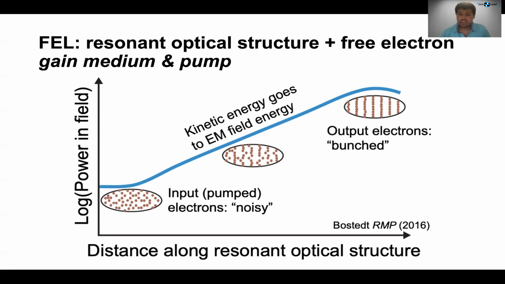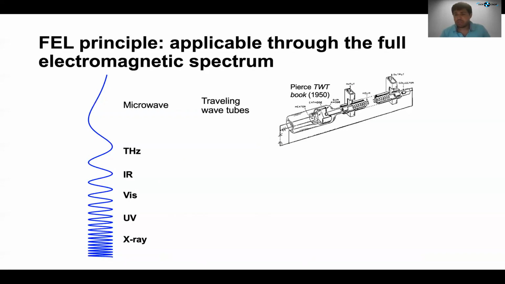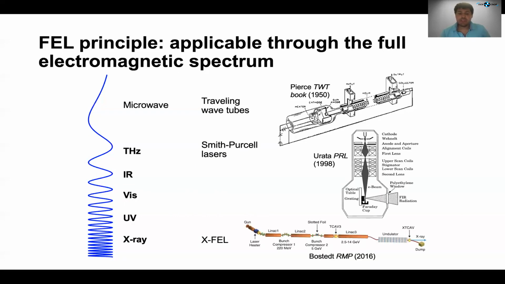So these kinds of principles have been explored quite a lot, particularly in the microwave regime, where they're known as things like traveling wave tubes and klystrons, and also X-ray frequencies, where they're known as free electron lasers, like what you might see at the European X-ray free electron laser or the LINAC coherent light source at Stanford.